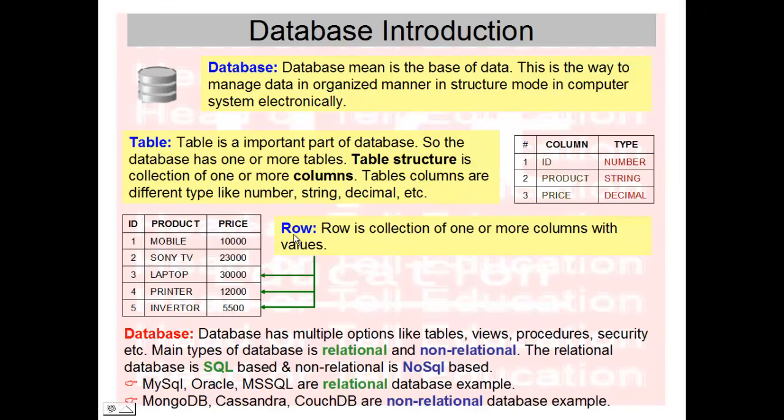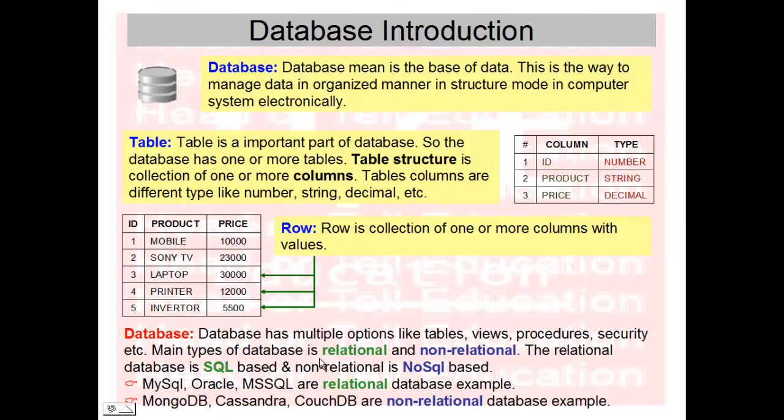Now rows. Row is a collection of one or more columns with values. So what is the row? Row is a collection of columns with values. So this is called rows. Database: important other parts. So database has multiple options like tables, views, procedures, security, etc.